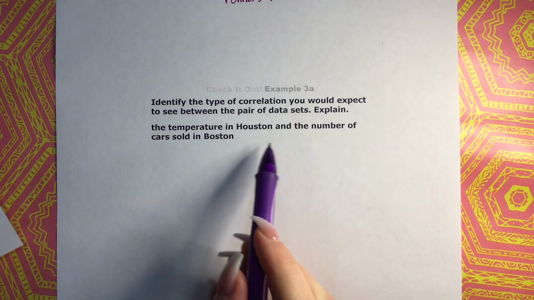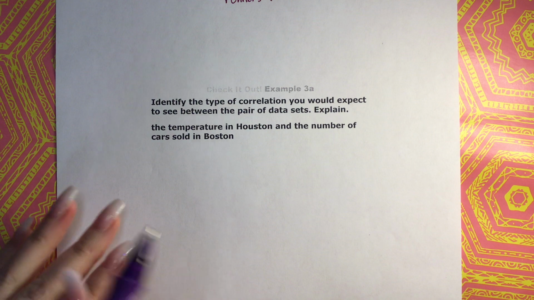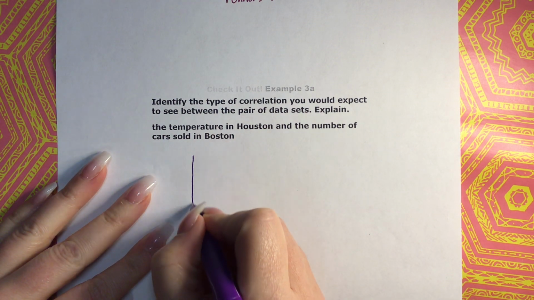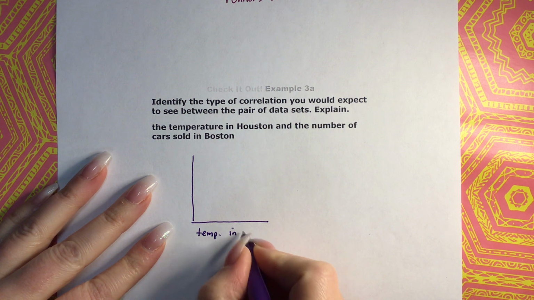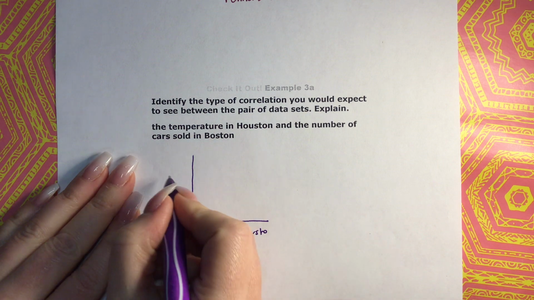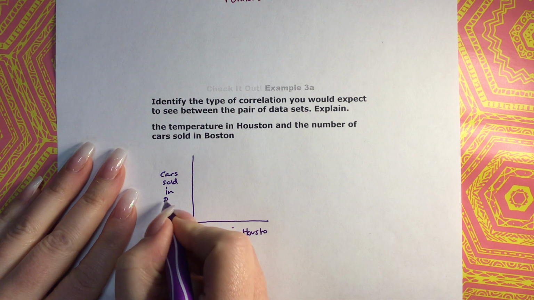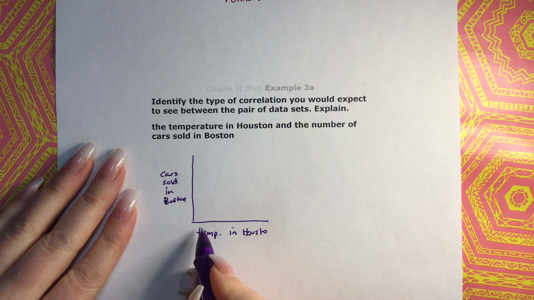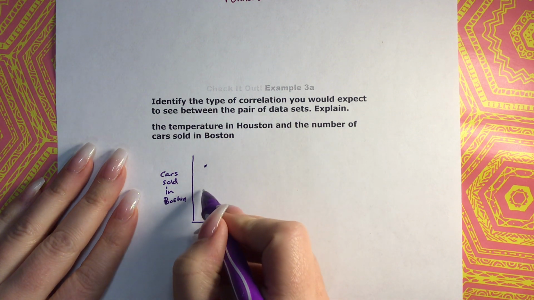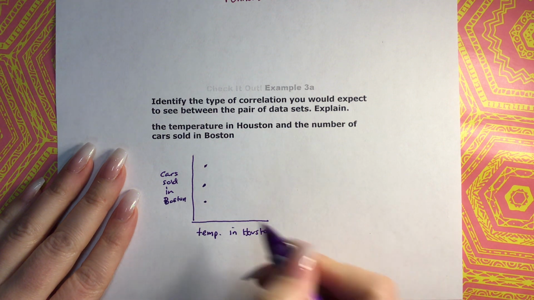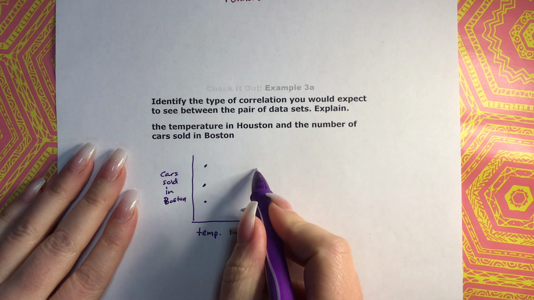Okay, this says the temperature in Houston and the number of cars sold in Boston. All right, so the temperature in Houston, let's say temp in Houston, and cars sold in Boston? You know, if the temperature's low in Houston, who knows what happens? I mean, maybe they sell a lot of cars. Maybe they don't sell that many. Maybe they sell a little bit.